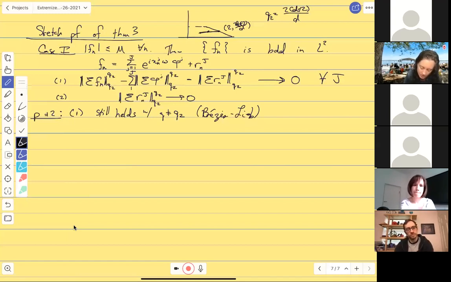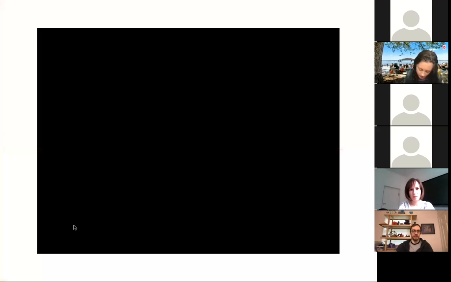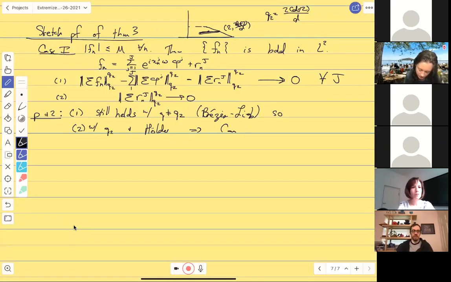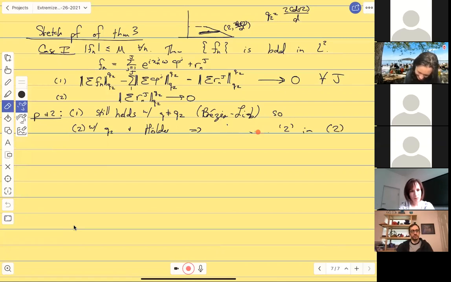And using the estimates at these points, we get, via Hölder, that this implies that (2) holds with q not equal to q2. So we can erase the subscript 2. Oh, sorry, this is the subscript, so q2 could be replaced by q.